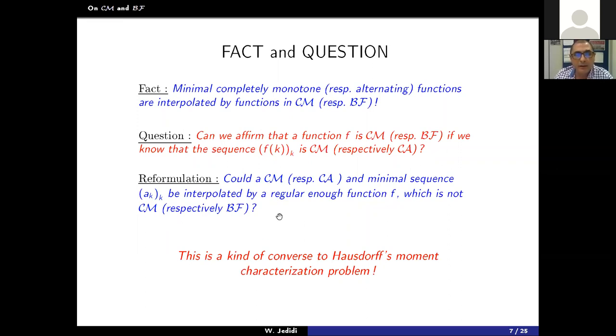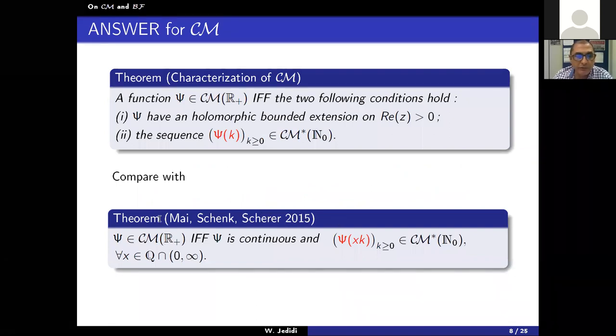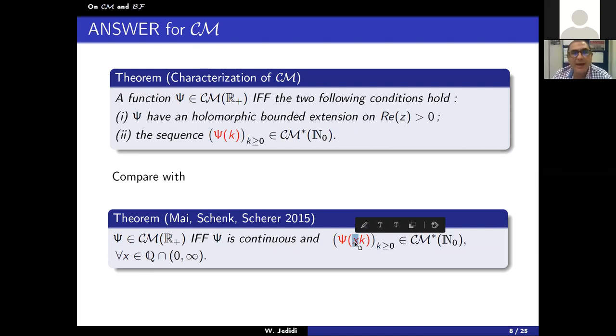So attempts were made in this direction. I will start with the result of Mai, Schenker, and Scherer, 2015. A function psi is completely monotone if and only if it's continuous, and psi of x times k is a completely monotone sequence for any x rational. Okay, then you have to check this for all x. Another question is, what happens if I work with a single x, take x equal 1? So this is the answer. The answer requires a lot of analysis.